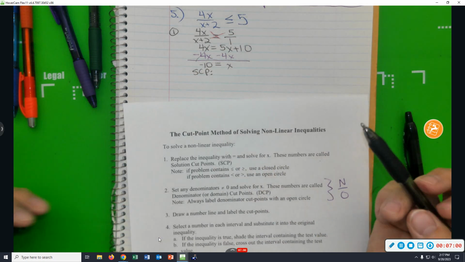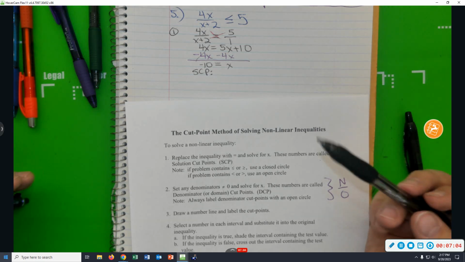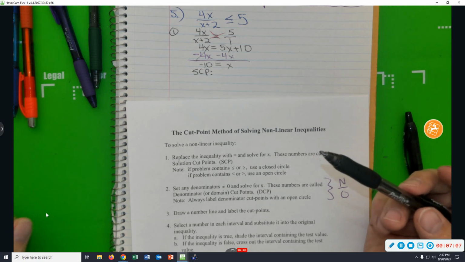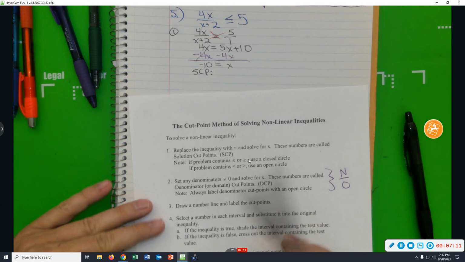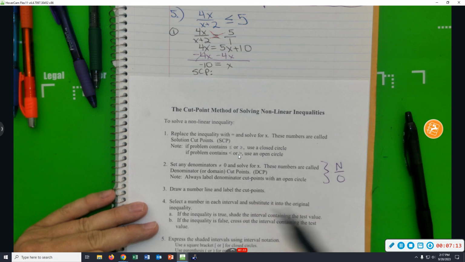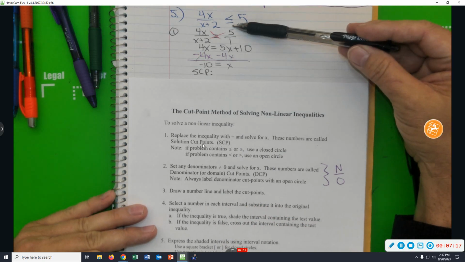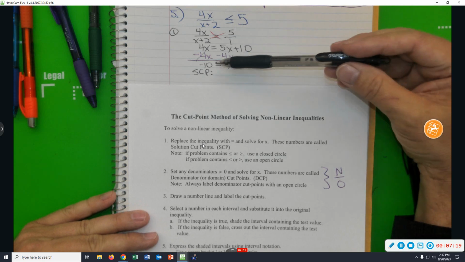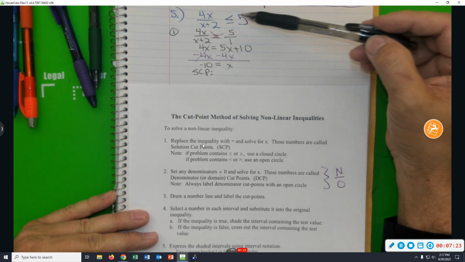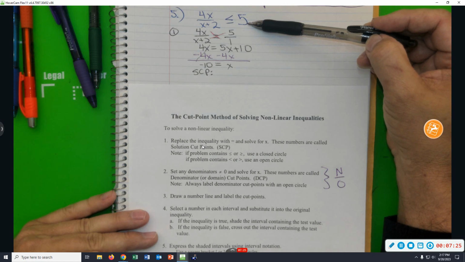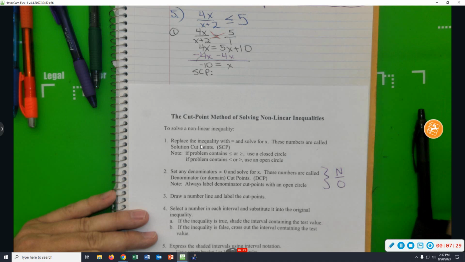It's going to have to be labeled on the number line. When you're labeling numbers on the cut points on the number line, they'll either be open circles or closed circles. To determine whether it's an open or closed circle, you have to decide, does negative 10 make this into a true statement? If you plugged in negative 10, you'd get 5 is less than or equal to 5. Would that be a true statement?